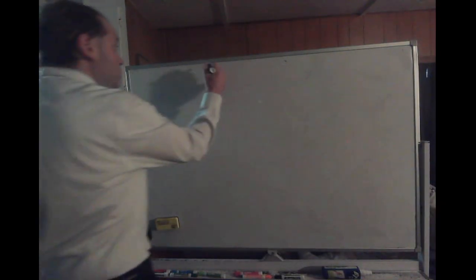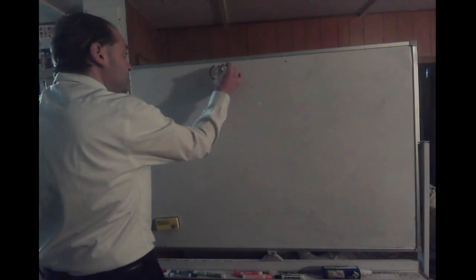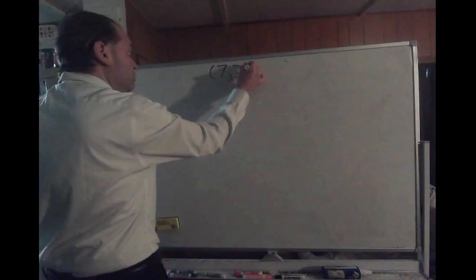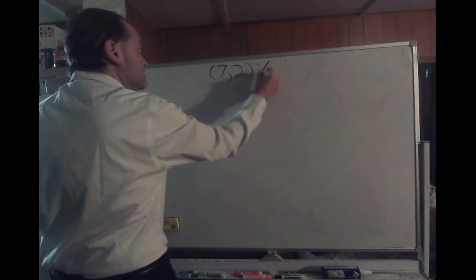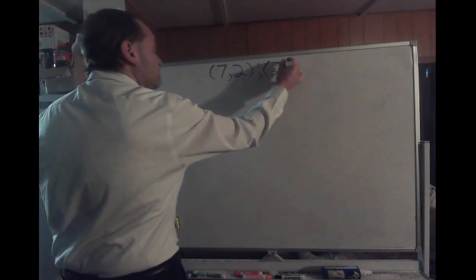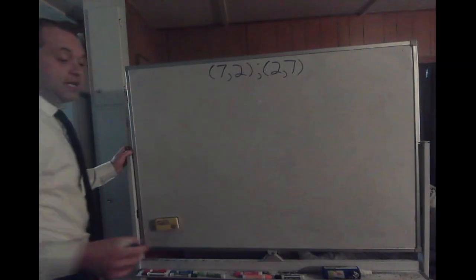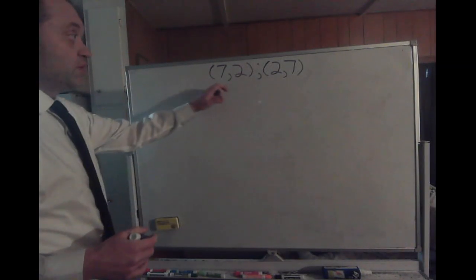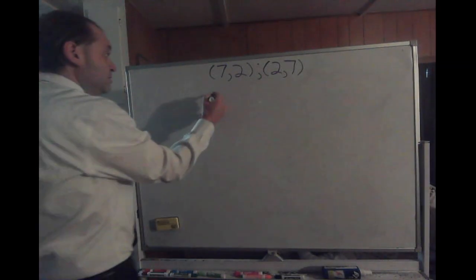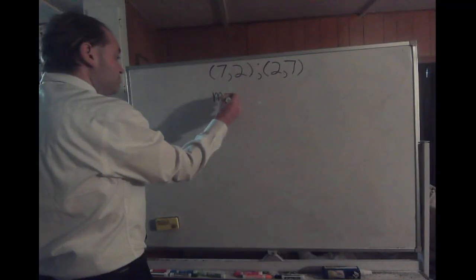I've got about 5 more problems. What if we were asked to find the slope between 7, 2 and 2, 7? So we have to find the slope of the line that goes through the 2 points 7, 2 and 2, 7. So there's your slope.